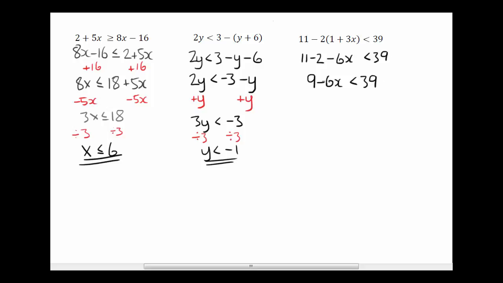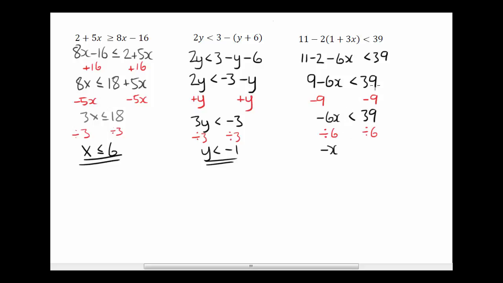So what we're going to do here is, if we get rid of 9 here, we need to get rid of 9 here. So I'm going to subtract 9 from this side, subtract 9 from this side, and that leaves us with minus 6x is less than 39. So we then think, well, we'll just make it x, so we'll divide that side by 6, divide that side by 6, and that leaves us with minus x.